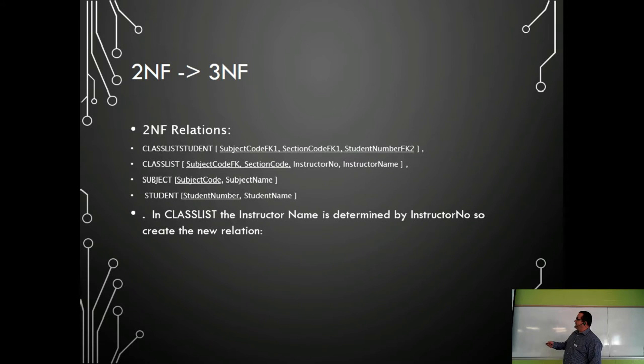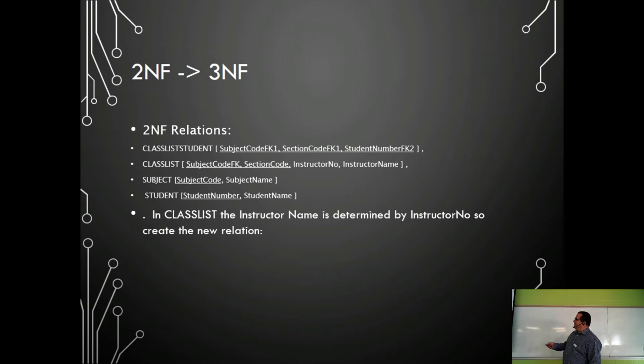But here's our second normal form relation. So this is how it was. And as you can see, the only thing we've got a problem with now is class list. We have the instructor number and the instructor name. We've got to fix this.